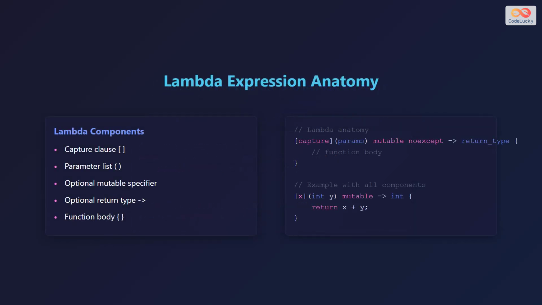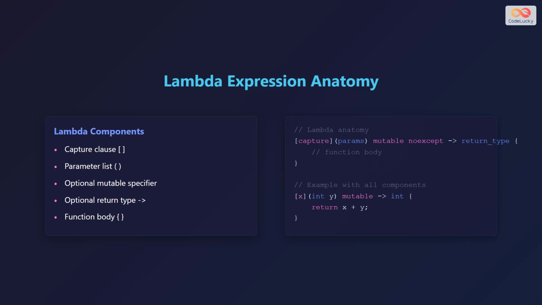Let's break down the anatomy of a lambda expression. A lambda expression consists of several key components, including the capture clause, denoted by square brackets, the parameter list, enclosed in parentheses, an optional mutable specifier, an optional return type indicated by an arrow, and the function body enclosed in curly braces. Here's the general structure. Capture indicated by square brackets, parameters indicated by parentheses, the mutable keyword, the noexcept keyword, return type indicated by arrow and the return type, and then the function body inside curly braces.